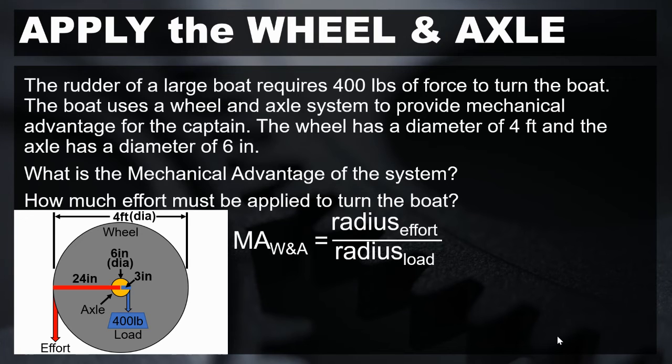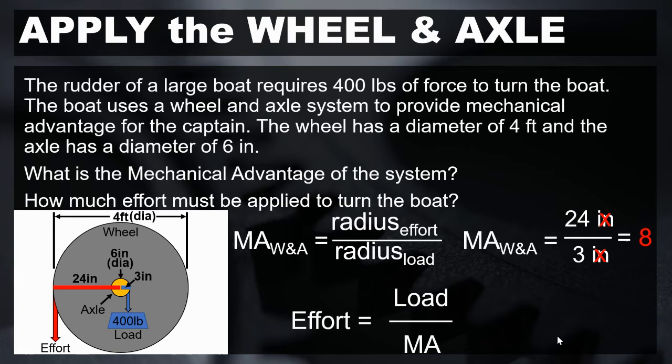The equation for mechanical advantage for a wheel and axle system is the radius of the effort divided by the radius of the load. We can apply our variables in this equation to solve the problem. In this case, the radius of our effort is 24 inches. The radius of our load is 3 inches. The inches cancel out, and we're left with a mechanical advantage of 8.